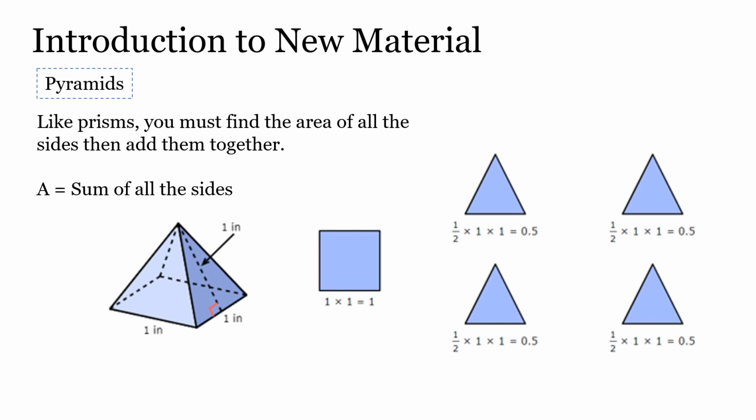All right, for pyramids, like prisms, you need to find the area of all the sides and then add them together. On this one, we've got a square base pyramid, and each of the sides is going to be a triangle. We find the area of each of those using the formulas from before, add them all up, and we're going to get an area of 3 inches squared.